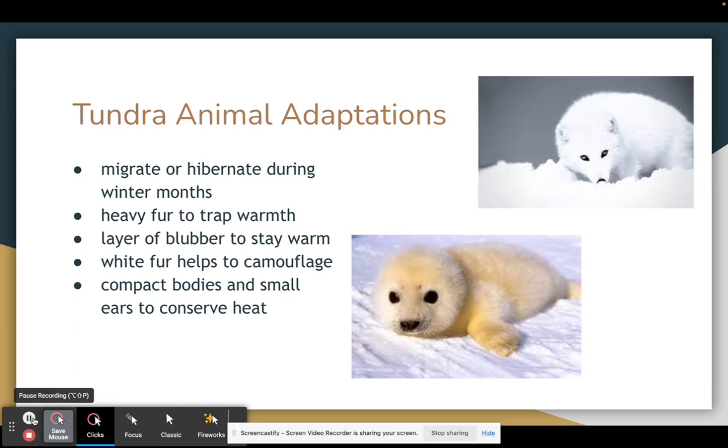This concludes our notes on the tundra, notes for 5.2. I hope that you have learned something new about this northern Arctic region.